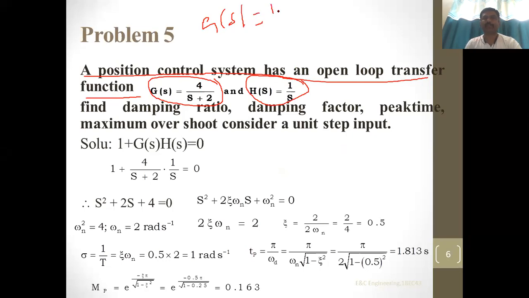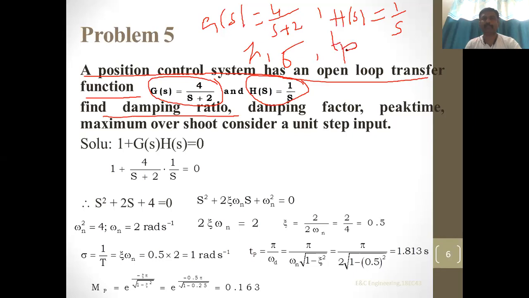G(s) is 4 divided by (s plus 2) and H(s) is equal to 1 by s. Now what are we supposed to find? Damping ratio xi, damping factor sigma, then peak time Tp, and maximum overshoot. For maximum overshoot, consider a unit step input. Since damping ratio and damping factor have been asked, this is associated with the second order system.